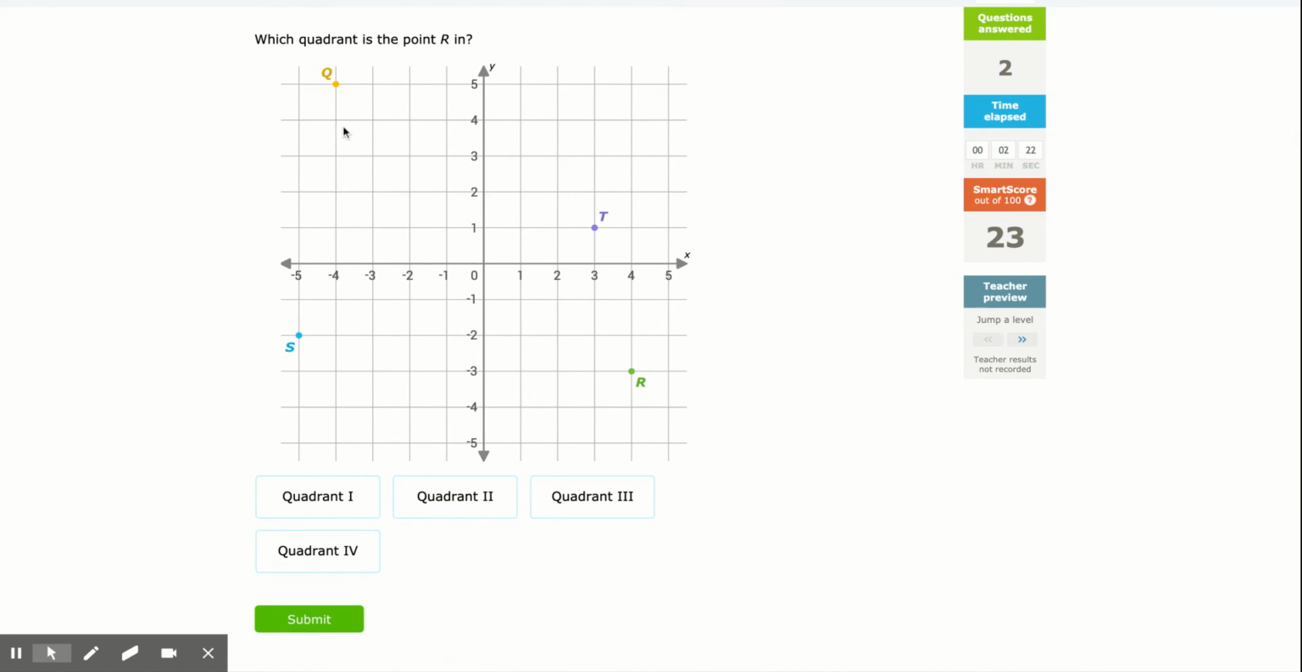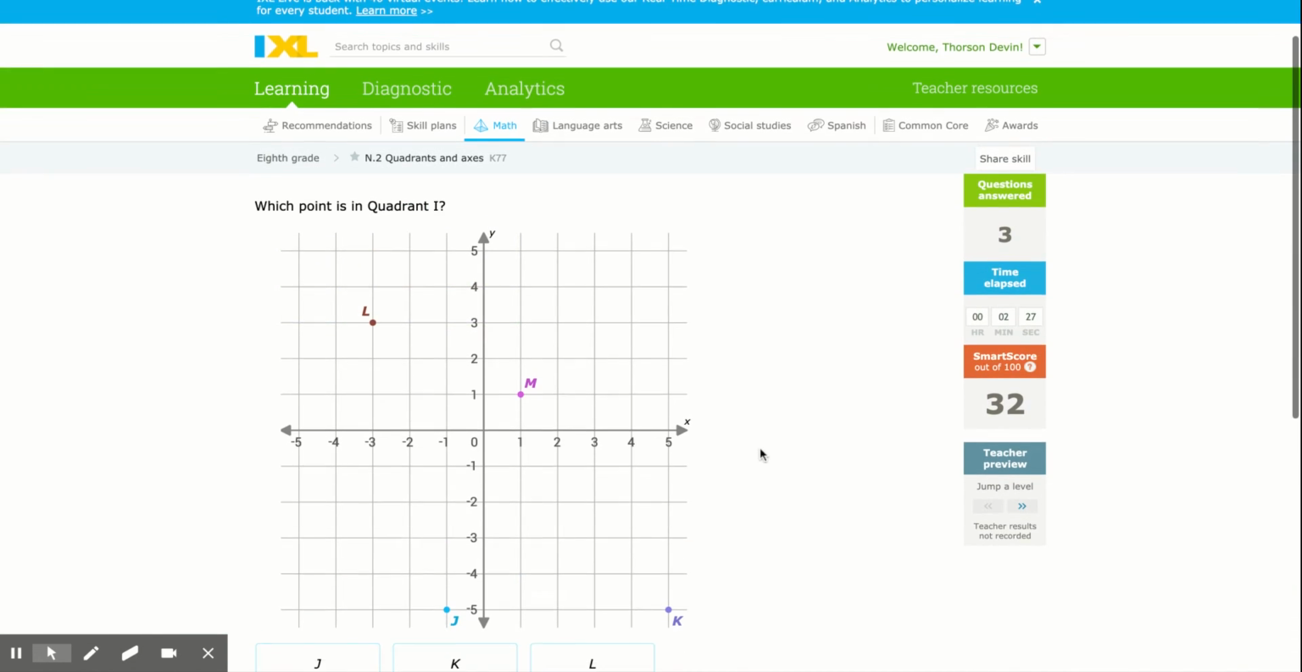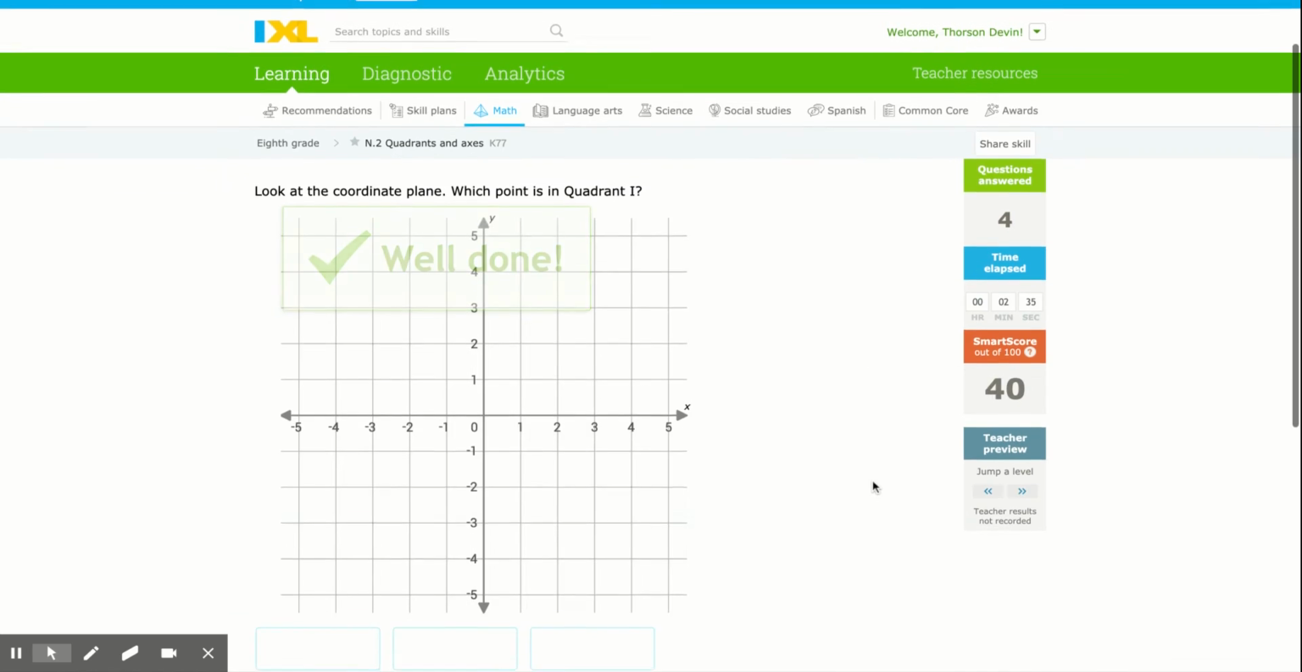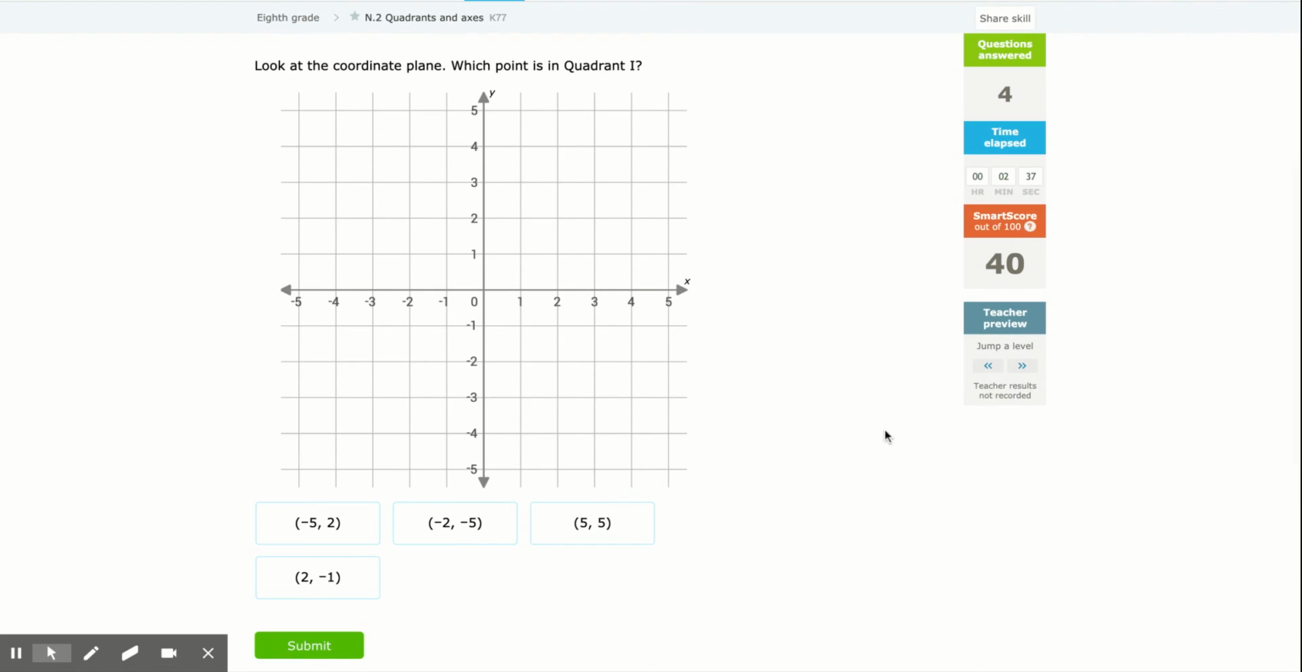Which quadrant is point R in? Again, quadrant 4. They're doing a lot of quadrant 4 for some reason. Which point is in quadrant 1? Top right, where everything's positive. That's M. Okay, I'm going to jump ahead a little bit. Oh, actually, look at this. They're giving you points. Look at the coordinate plane. Which point is in quadrant 1?